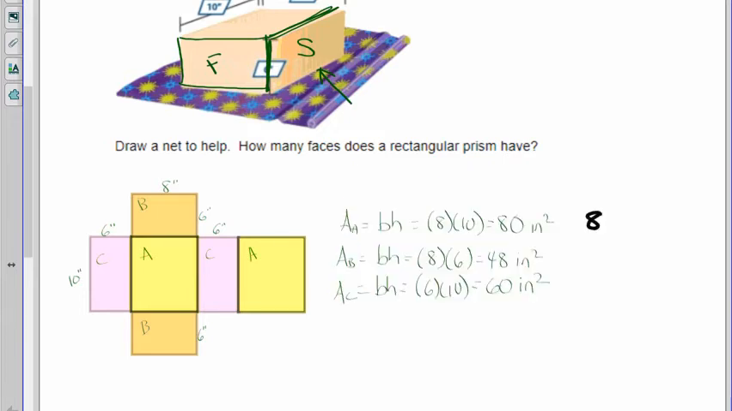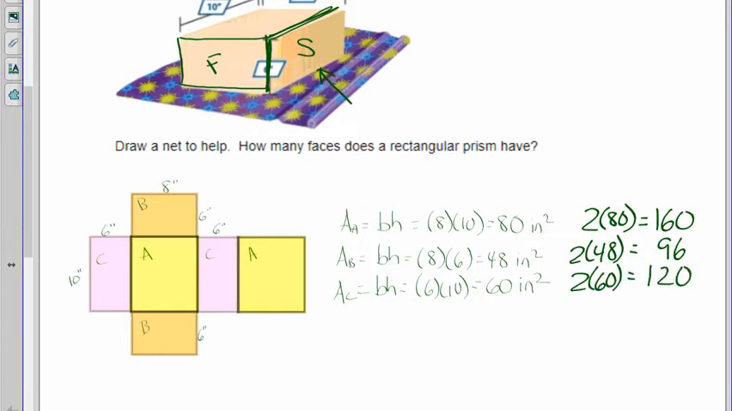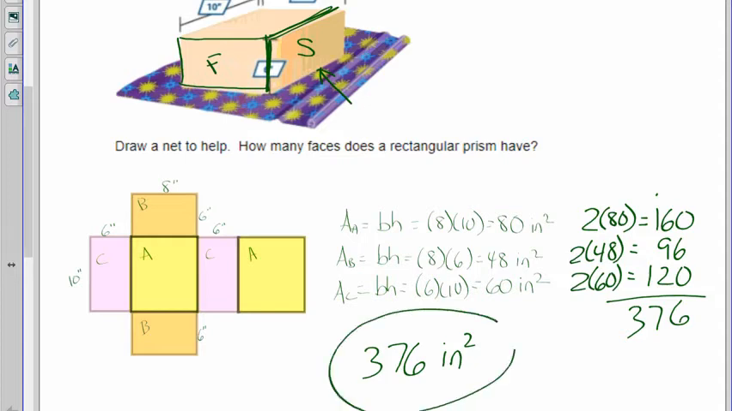I need 2 of each. So 2 of 80, that's 160. 2 groups of 48 is 96. 2 groups of 60 is 120. I lined it all up so I can add it up. 160 plus 96 plus 120 is 376. So I get an answer of 376 inches squared. That's my final answer.